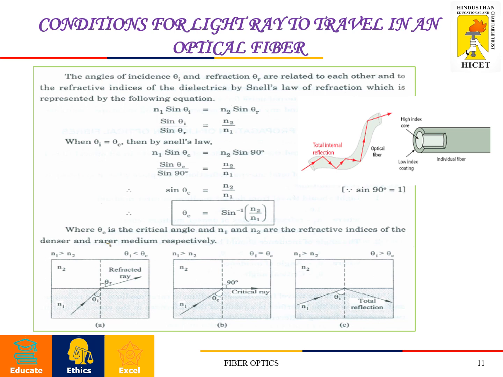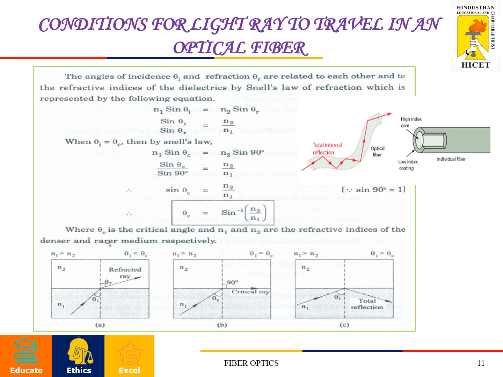Therefore, sin theta C equals n2 by n1, so theta C equals sin inverse of n2 by n1, where theta C is the critical angle, and n1 and n2 are the refractive indices of the denser and rarer medium respectively. The figure shows the three conditions for a light ray to propagate in an optical fiber.